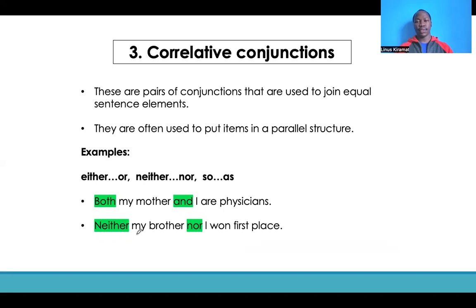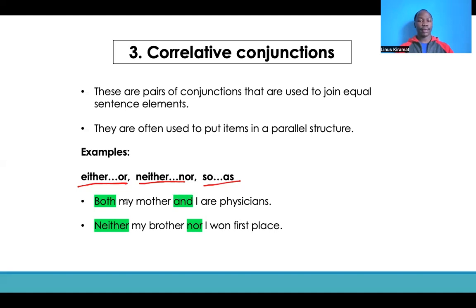Examples of these correlative conjunctions are either/or, neither/nor, so/as. Correlative conjunctions are usually paired in particular ways. So go out there, do your homework. There are quite a number of them. See how they are used, because for them to be in the correct form or the right structure, they have to be paired with certain words. For example, either is usually paired with or, neither is usually paired with nor, so is usually paired with as. So go do your homework, and identify how these correlative conjunctions are used in pairs.